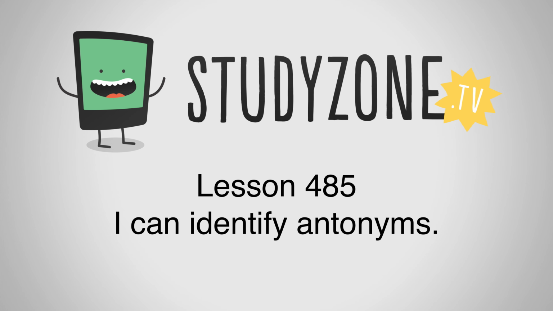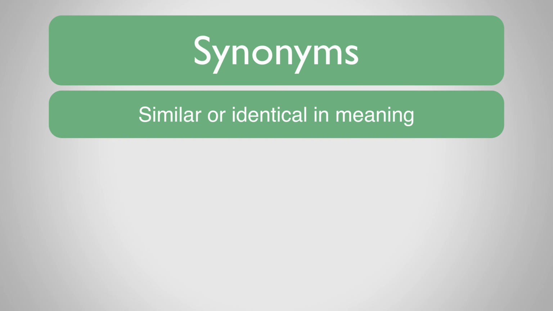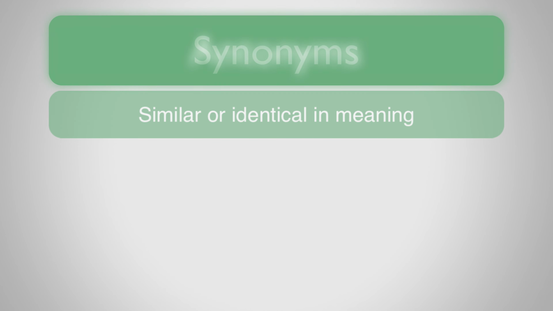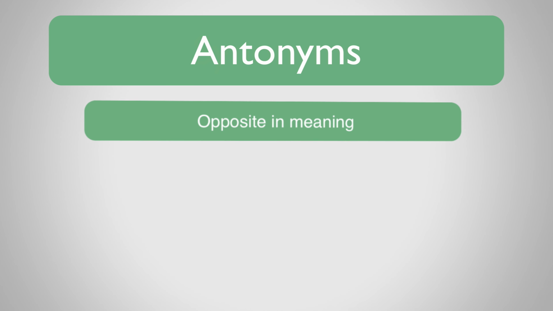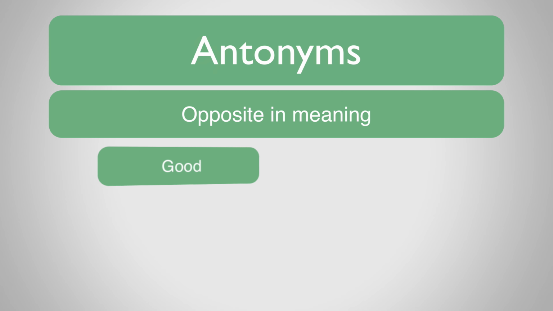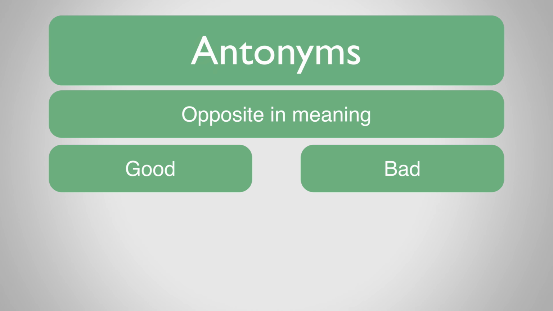We already know that synonyms are words that are similar or identical in meaning. So what are antonyms? Well, they're words that are opposite in meaning. For example, good and bad. Antonyms are great to use in our writing when we're trying to emphasise the difference between two things.